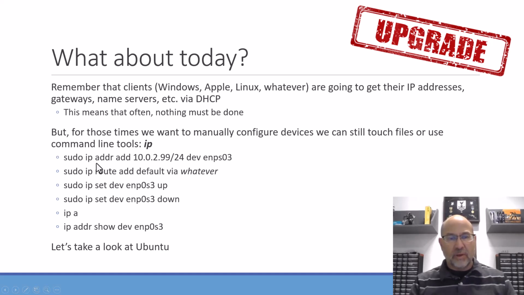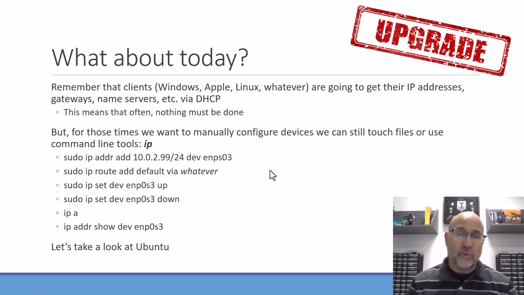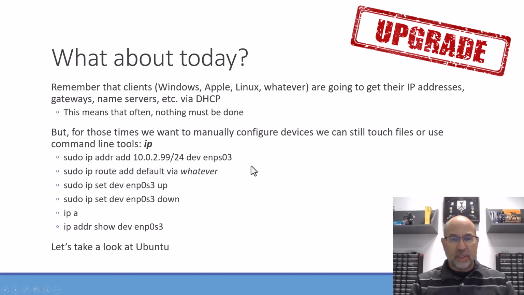Obviously, we have ip address add. There's the IP address and the /24. If you've looked at any of the videos, or if you're familiar with networking, you know that that is CIDR notation, classless inter-domain routing notation, and that is the mask. In this case, we convert that to binary ones, and we would get 255.255.255.0. And then, of course, the device is enp0s3. And then we might add a default route and then bring the interfaces up.